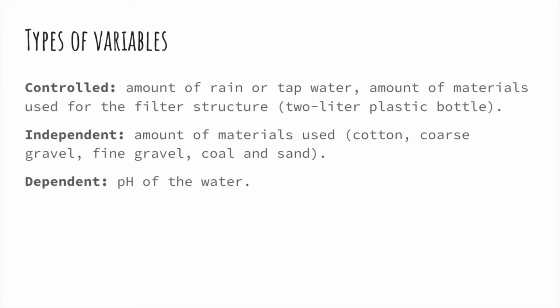In this experiment we are going to consider three types of variables: controlled, independent, and dependent. The controlled variables are the ones that will always stay the same. We have two of them: the amount of water used and the amount of materials used for the structure. The independent variables are the ones that will be changed each time the experiment is carried out. In this case, we have the amount of materials that will be placed inside the filter. Finally, we have the dependent variables, which are the ones that will change as a consequence of the modification of the independent variables. In our experiment, the dependent variable is the pH of the water.